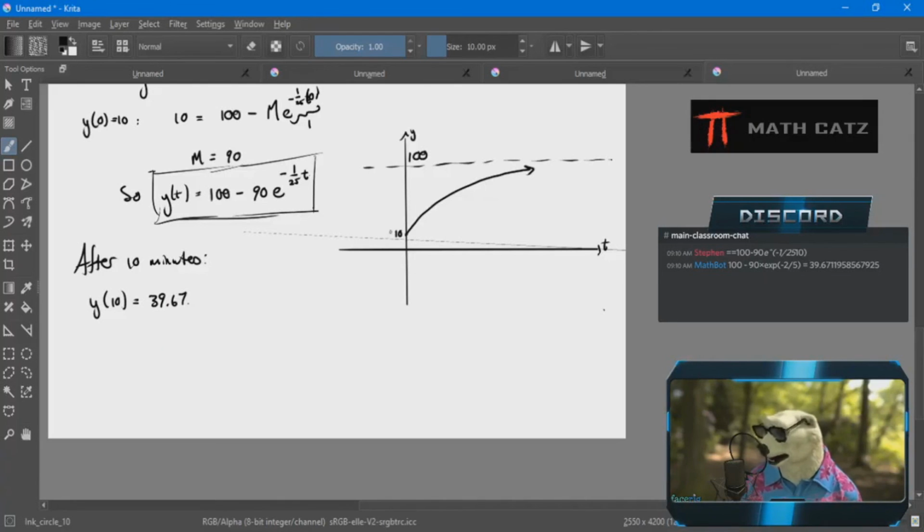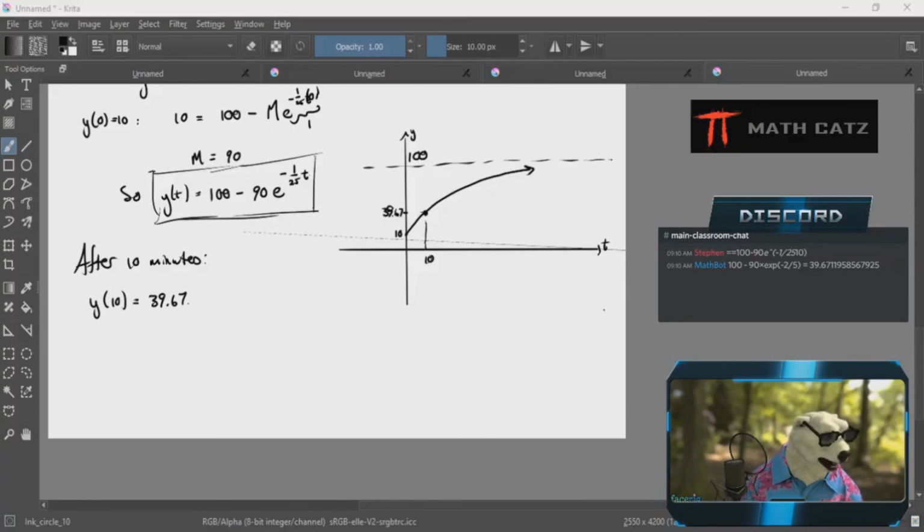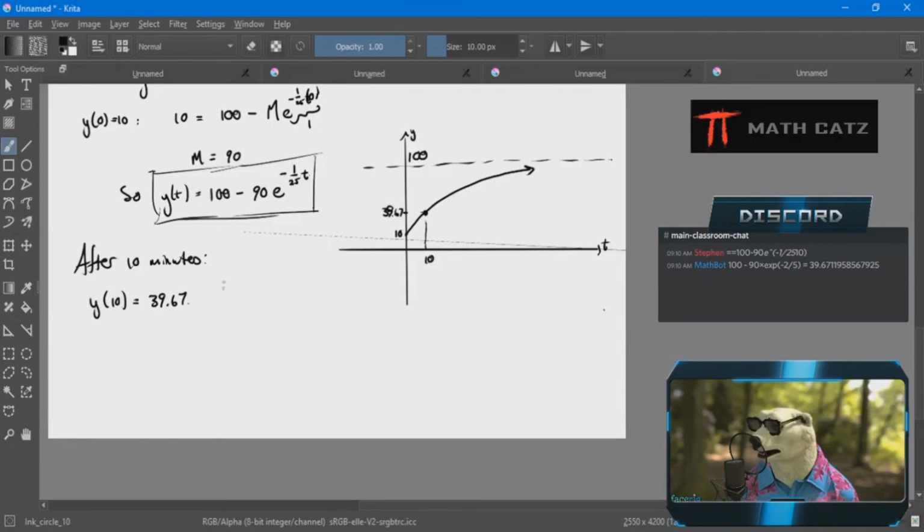So we are over here somewhere. Oh, we're not even close, right? We're over here somewhere after 10 minutes, 39-ish. So it's a little bit slower because the tank is bigger, to be fair, but you get the idea. So this is going to be in pounds, approximately, or just under 40 pounds of salt we have after 10 minutes.